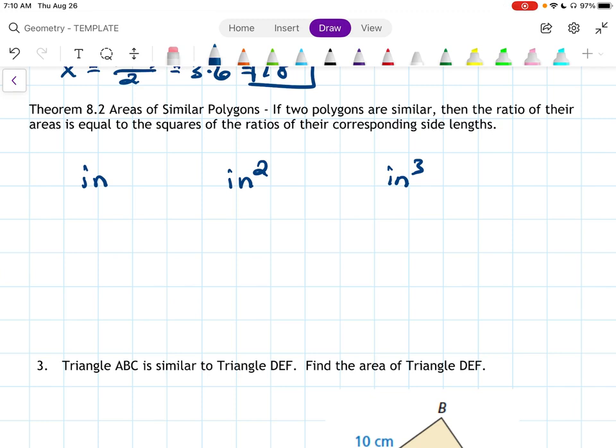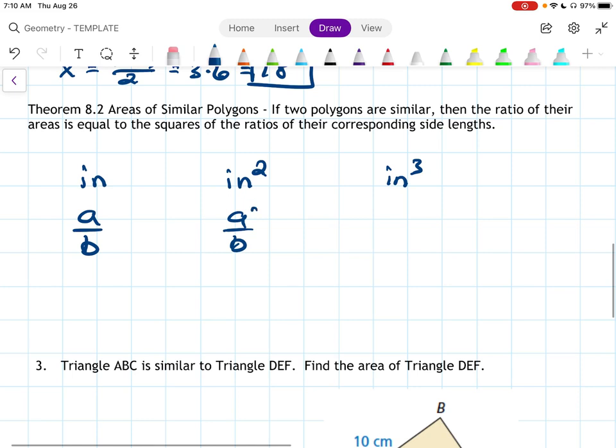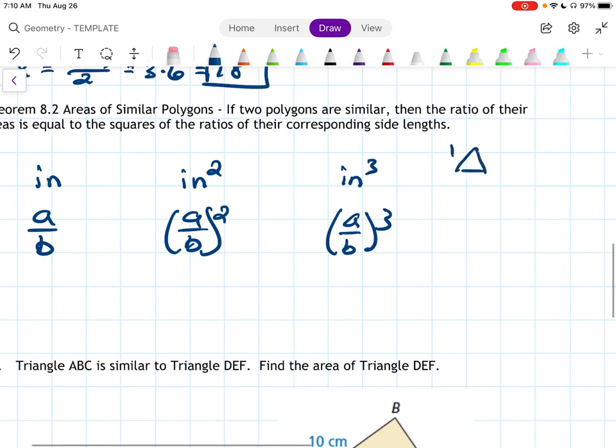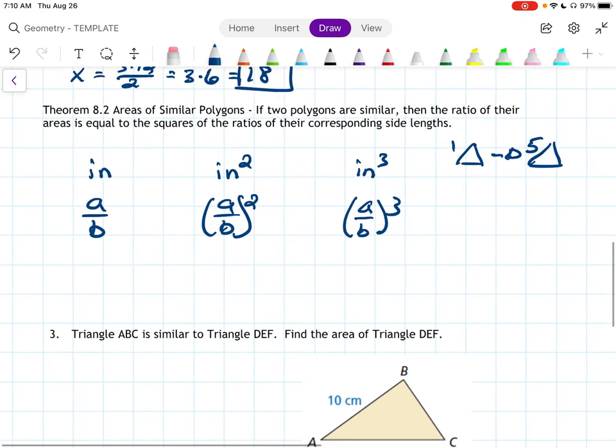If I have a scale factor of A over B in my inches, then for inches squared, it's going to be A over B squared. And then for volume, it would be A over B cubed. So what this is telling me is if I'm going from a triangle that has a side of 1, and then maybe it's going to a side of 5, so the similarity transformation increases it by 5, our scale factor is 5.